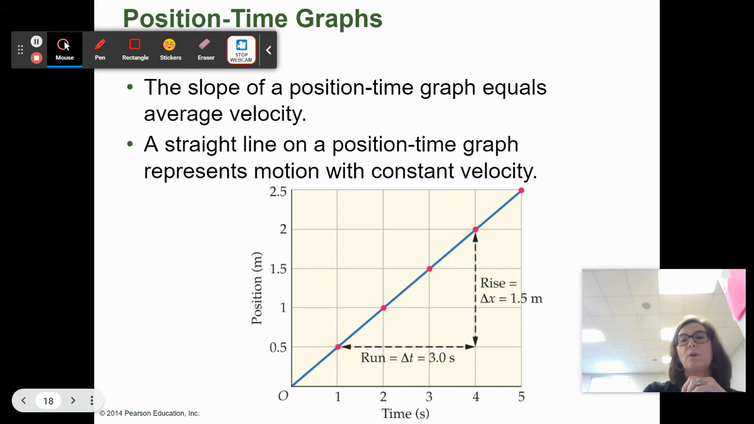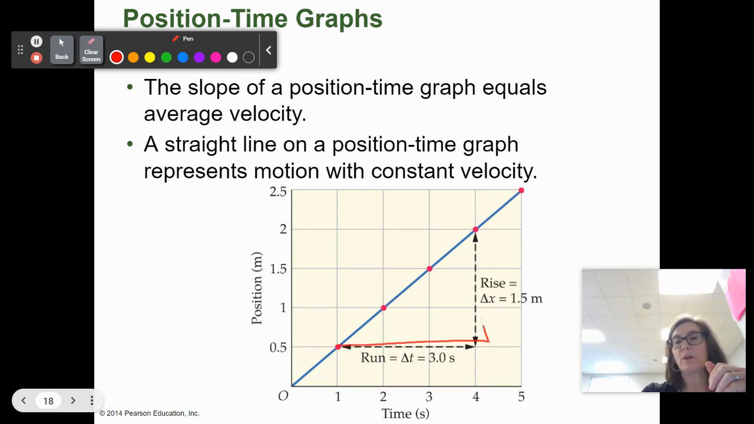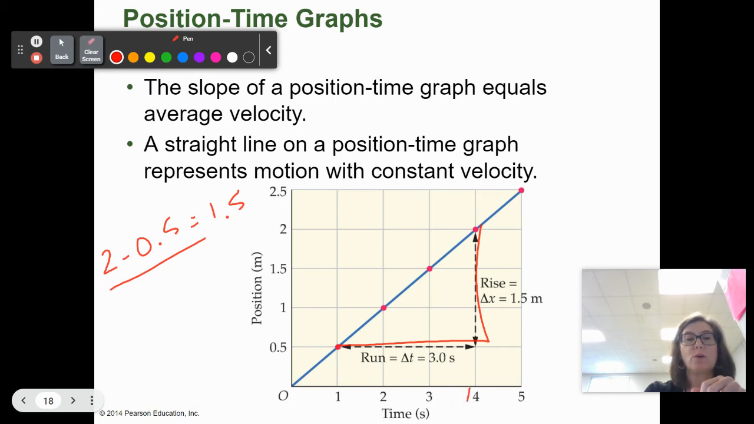All right, so we can look at the graph and determine the slope that way, just by going across and up. So my rise would be 1.5 meters, because I'm going from 0.5 to 2. So 2 minus 0.5 is 1.5. And then across, I'm going from 1 to 4. So 4 minus 1 is 3. And I'm going to divide those two things out, and that will give me the slope of my line.